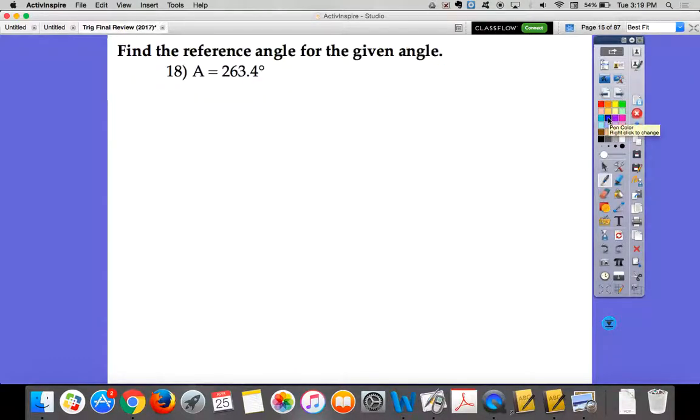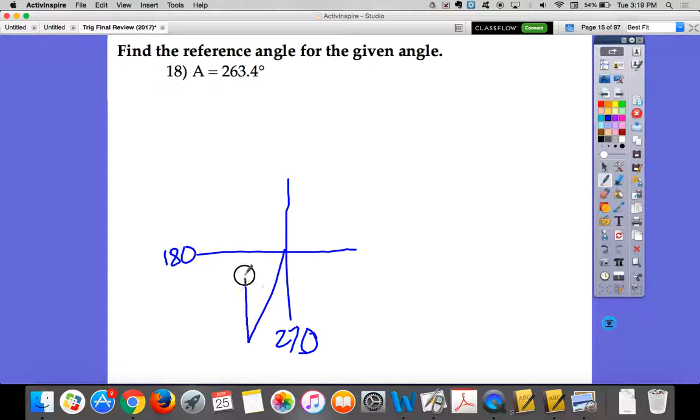Okay, find the reference angle for the given angle. Remember, we always refer back to the x-axis. 263 is in between 180 and 270, so I don't care that it is super duper close to 270. It doesn't make a difference. You always draw it back to the x-axis, and then you want to know what is the difference between these two values. Big number minus small number, always, so it's just a matter of typing it in. Your reference angle is 83.4.